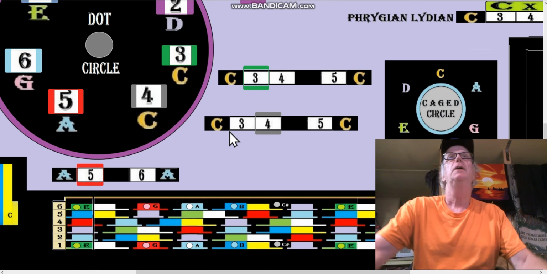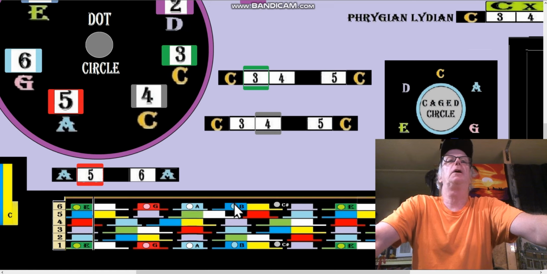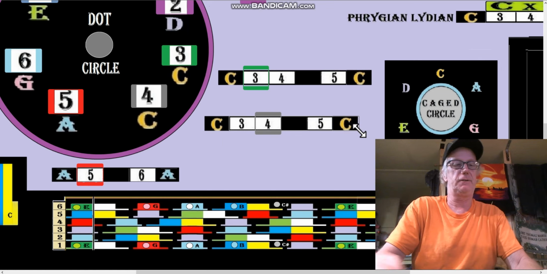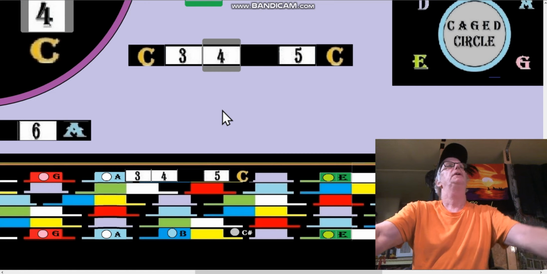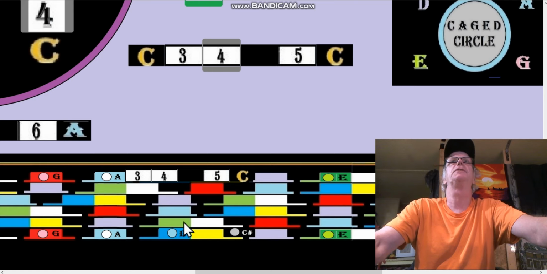In F sharp, B would be the 4th. So we would use the C pattern there. We would just fit the C pattern to that fretboard. So here's how we fit this in. The 4th of F sharp is going to be our B dot right here. I didn't stretch it out right. Sorry about that.